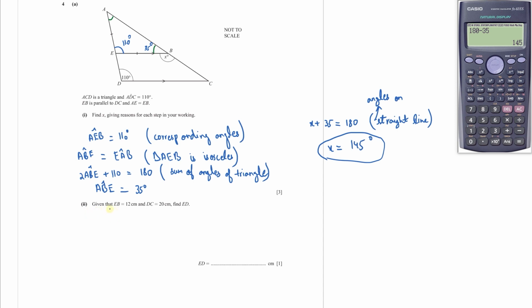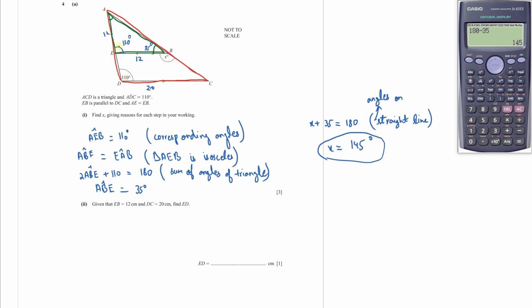Part 2 is given that EB equals 12. So this length here is 12 and DC is 20 centimeters. Find ED. So this is the length that we need to find. If EB is 12, then AE is also 12 because these two lengths are equal. And we can see that triangle ADC, let me mark this triangle ADC, and triangle AEB are similar. AEB is this one.